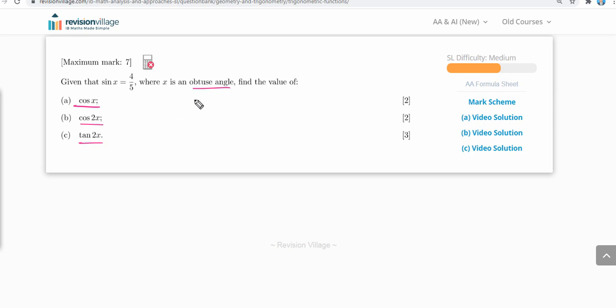All right, so cos of x we have to work out. Sine of x will be equal to 4 over 5. So x will be equal to sine inverse 4 over 5. When you put this into the calculator, we will get 53.13 degrees. But this angle is in the first quadrant. It's the acute angle. We have to find the relevant obtuse angle.